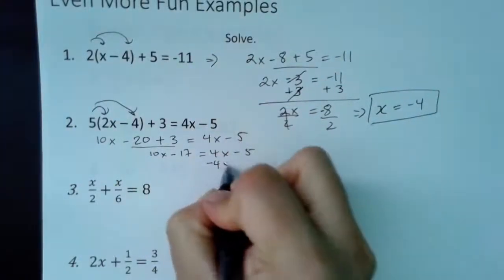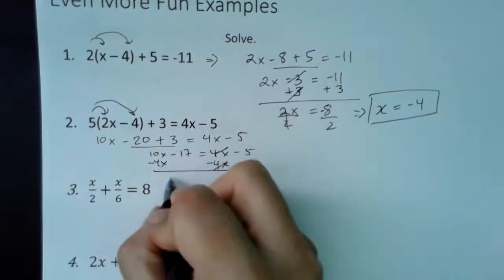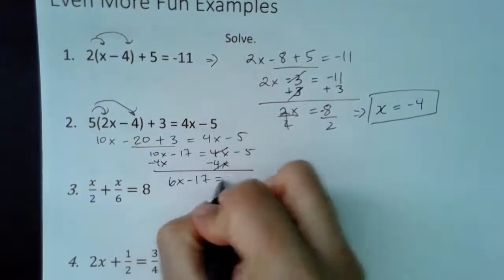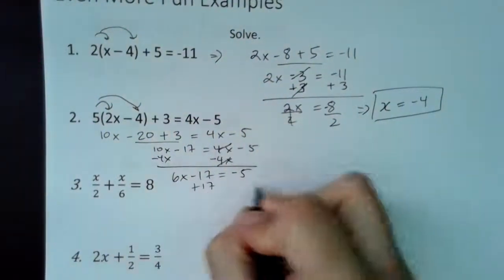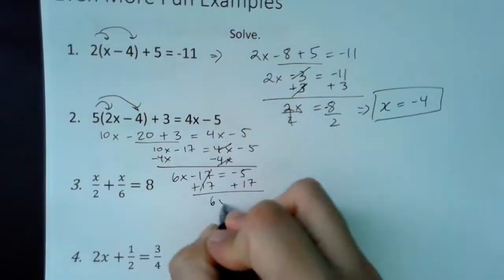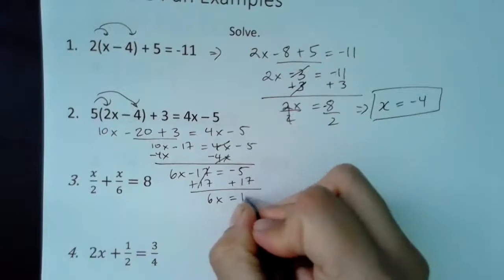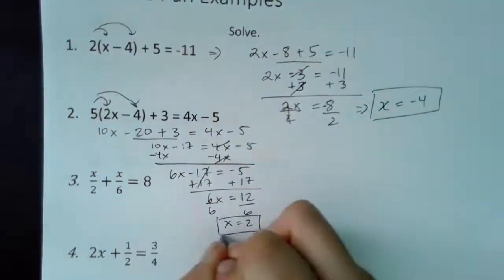So let's subtract 4x from both sides. We get 6x minus 17 is equal to negative 5, and then we're trying to isolate x, so let's go ahead and add 17 to both sides. And then we get 6x is equal to 12. Divide by 6, x is equal to 2.